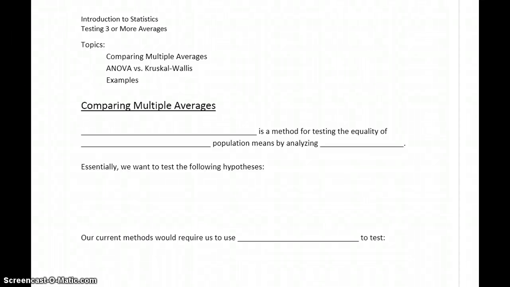So far we've looked at obviously testing claims about averages. We looked at one sample tests, two sample tests. Now what we're going to do is talk about what do we do when we have three or more samples to consider.